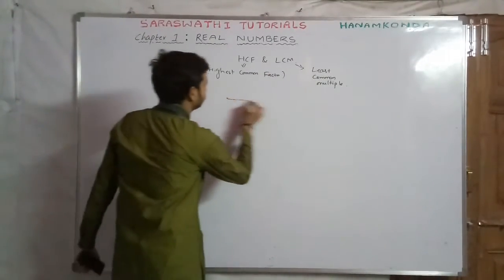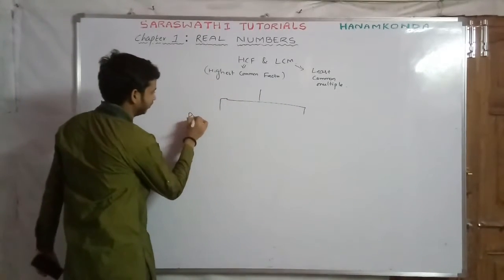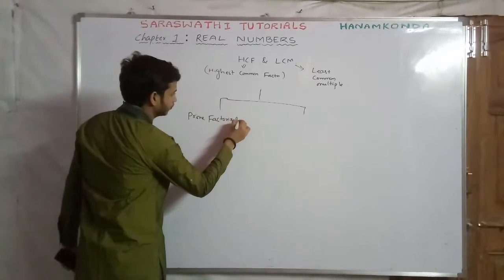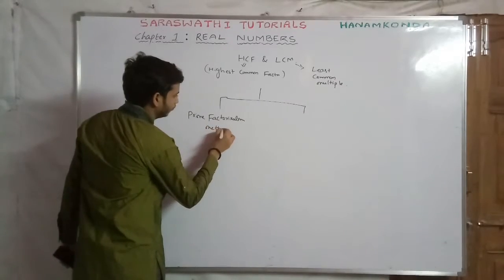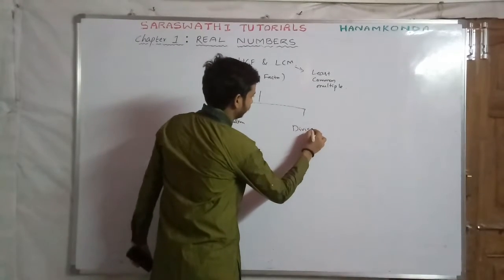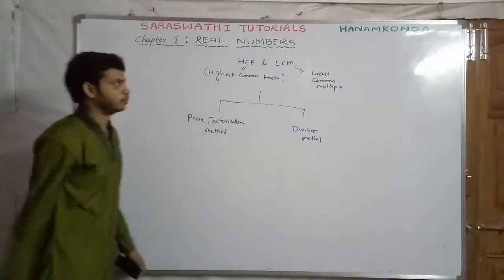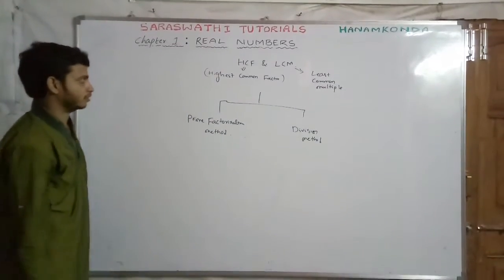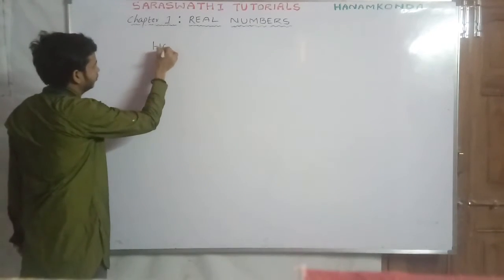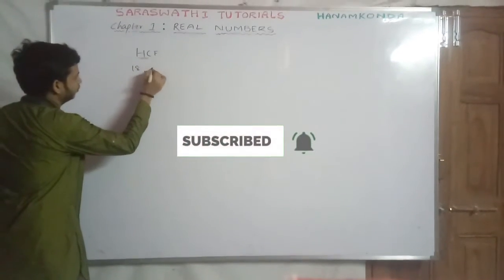Generally we use two methods to find the LCM and HCF. The first one is the prime factorization method and the second one is the division method. We use these two methods to find the LCM and HCF of two numbers. Let us discuss how we find the HCF using these two methods. First, HCF. Let us find the HCF of the two numbers 18 and 56.